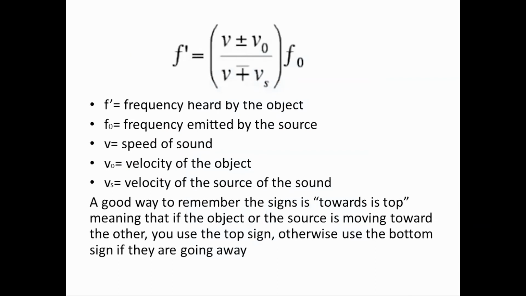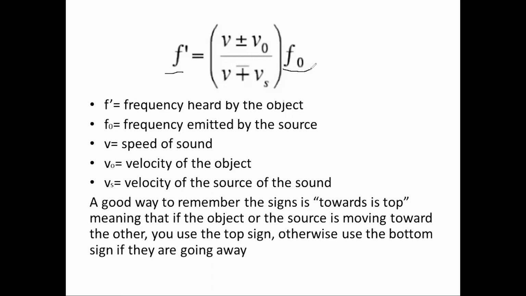Okay, next I want to move on to the actual equation for this, because the equation is the most important part of the Doppler effect. So F prime is the frequency heard by the object. I wrote object here, but it should be listener or observer or something like that, like a person or anything that's hearing.